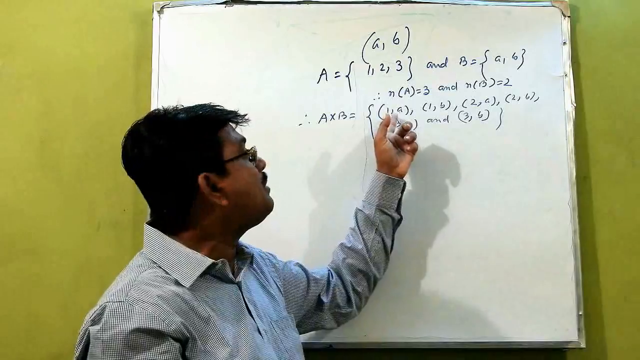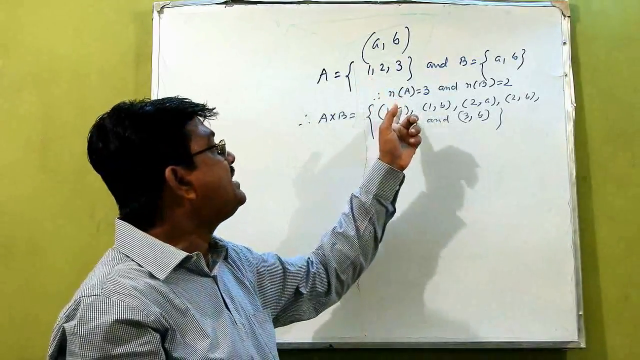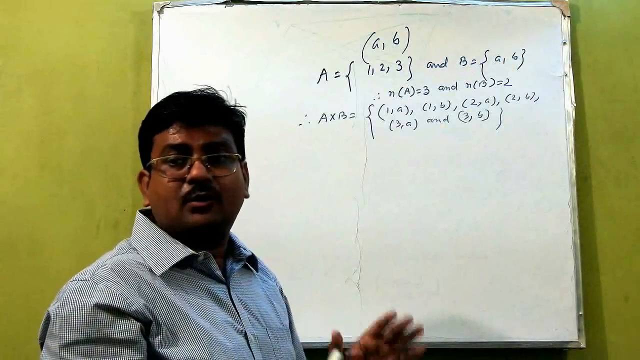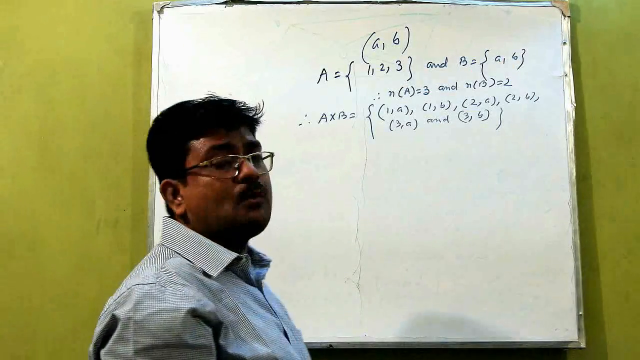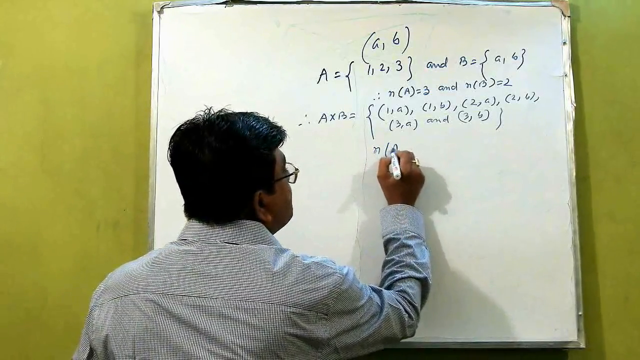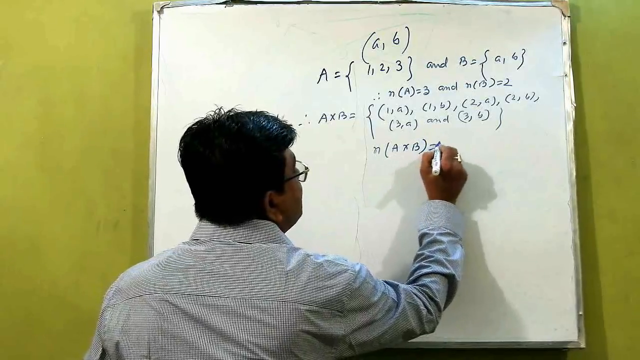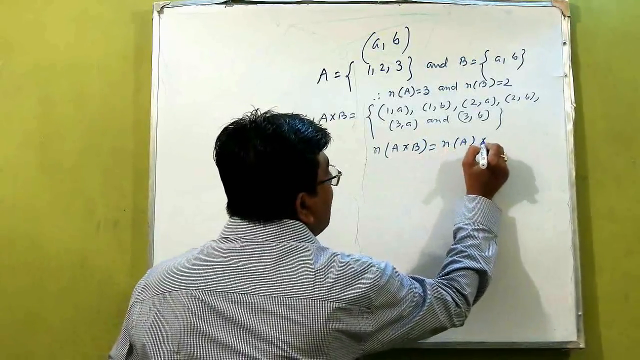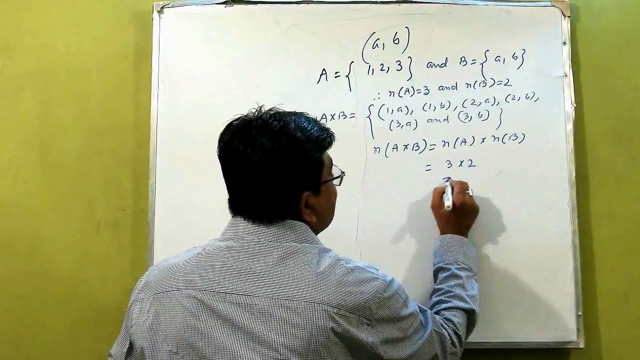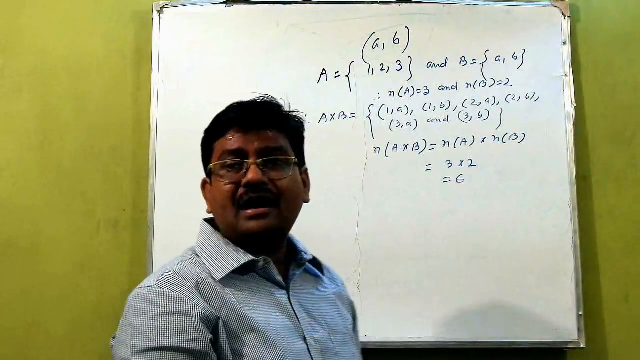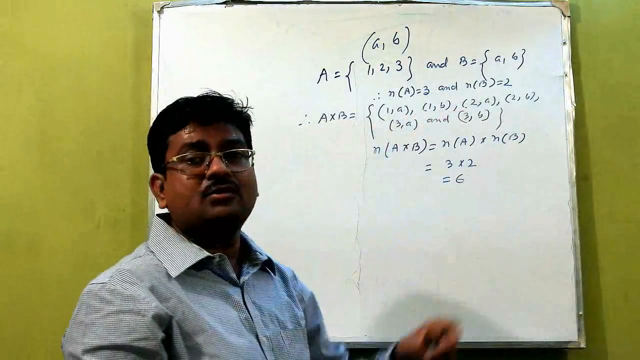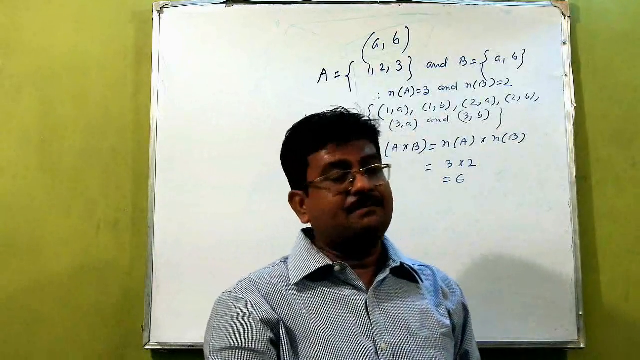The first element comes from the first set, that is capital A, and the second element comes from the second set. Therefore, the cardinal number of the Cartesian product A cross B, that is n of A cross B, is equal to the cardinal number of A times the cardinal number of B. That is the rule. Therefore, 3 times 2 in this case is 6. Therefore, the cardinal number of A cross B is 6. Now count 1, 2, 3, 4, 5, 6. So there are 6 pairs.